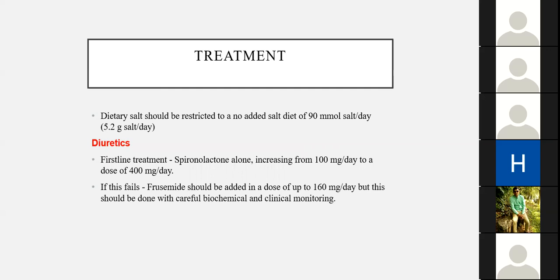For the treatment of ascites, we should restrict dietary salt to a no added salt diet of 90 millimoles of salt per day, that is 5.2 grams of salt per day. First line treatment includes spironolactone alone, with the dose increased from 100 milligrams per day up to 400 milligrams per day. If this fails, we can add furosemide in a dose of up to 160 milligrams per day, but this should be done with careful monitoring of the biochemical and clinical parameters.